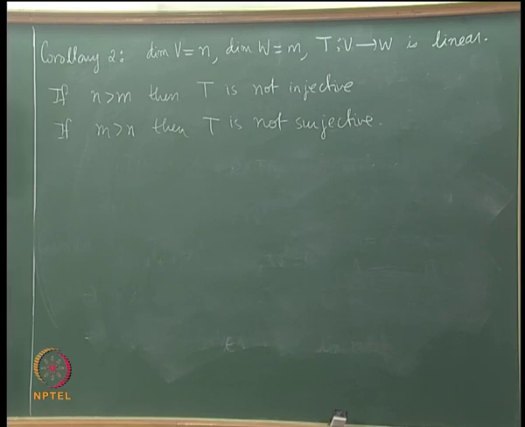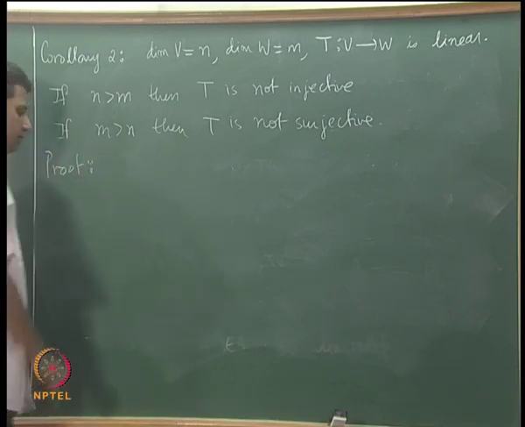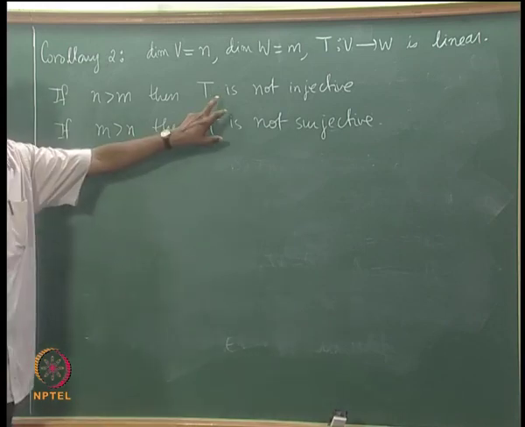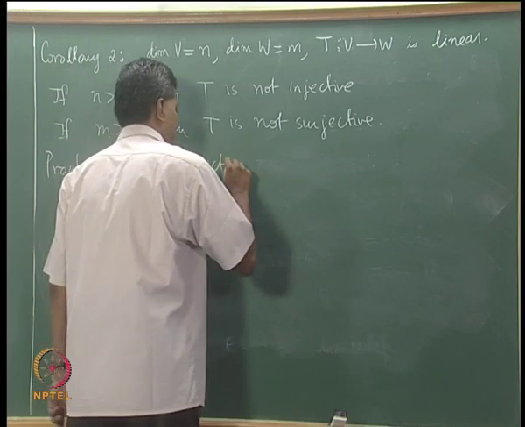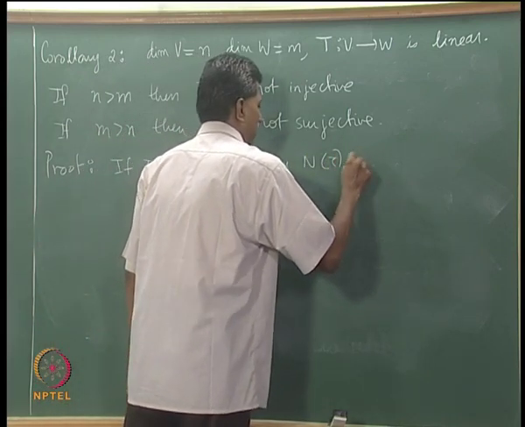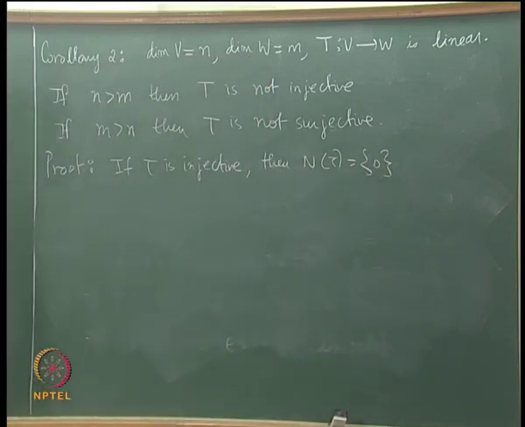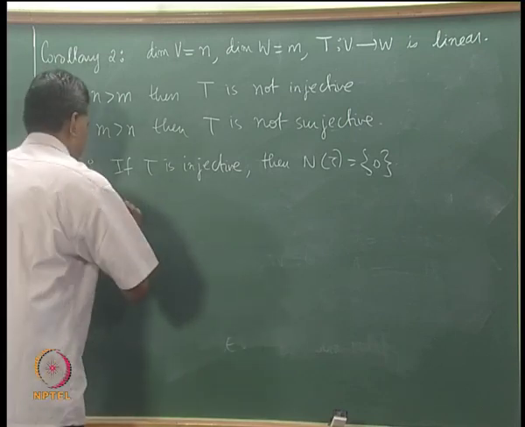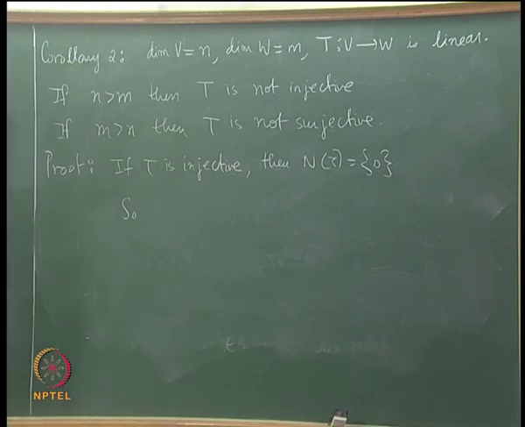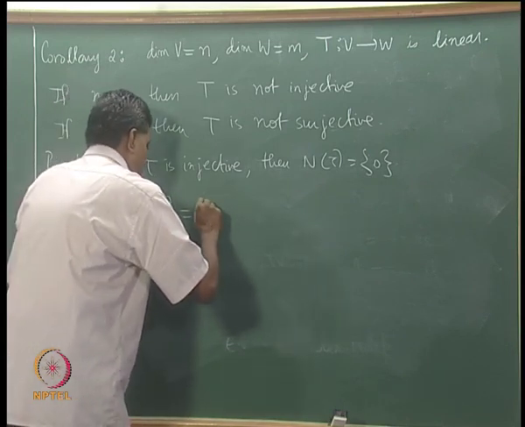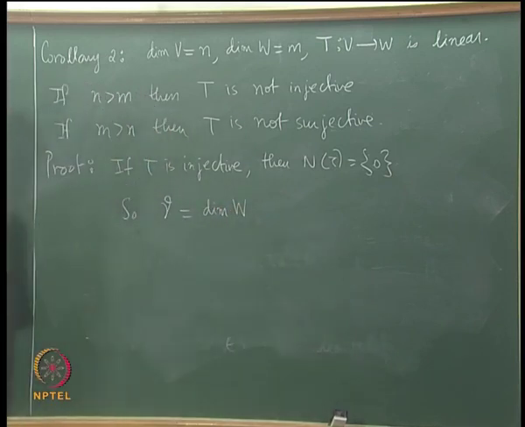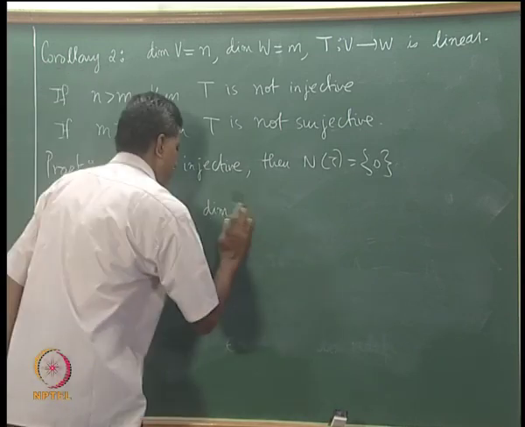Okay, proof by contradiction. First part: if T is injective, then we know that the null space of T is singleton 0, and so nullity is 0. And so rank plus nullity equals dimension; that theorem says that rank is equal to the dimension of V, which is N.